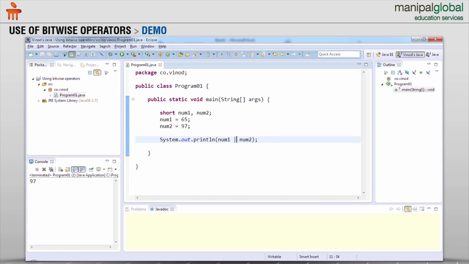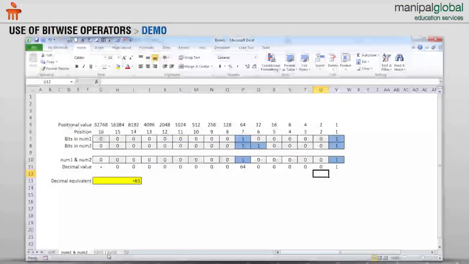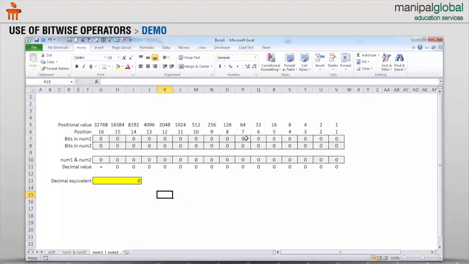Let's see why. We go back to another sheet here where a similar structure I've kept. One is 64 and 65 now. That's the first one. The second one is a 97. Now 97 is because of 64 plus 32 plus 1. As you can see, 0 or 1 is also 1, 1 or 1 is also 1, 1 or 1 is 1.